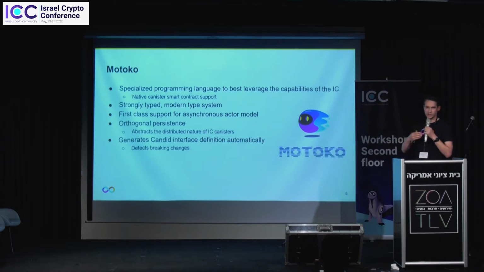So for one, you have the heap, which will not be persisted across upgrades, but you can use as you're used to when programming anything. And then there is stable memory, which essentially are just memory pages that you can put data in that will be kept across upgrades. And then if you use Motoko, it can generate the interface specification of your smart contract automatically.